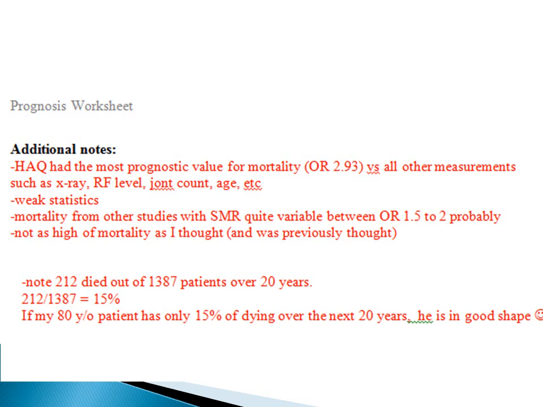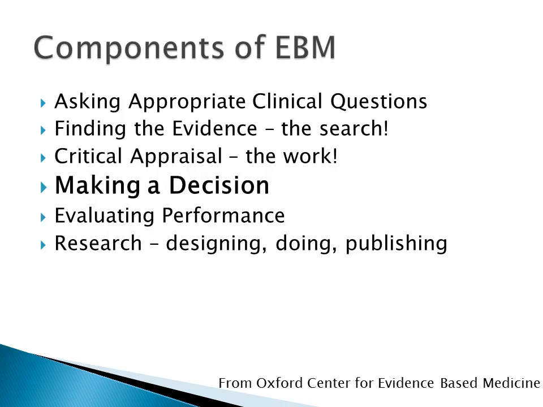Note that over a 20-year period, only 212 people in this group, which was actually not 2,000, it was 1,300, over 20 years died. So if you use that straight information, only 15% of these patients died. If my 80-year-old patient only had a 15% chance of dying over 20 years, that's pretty good shape. But that's a real stretch of that data. But just to make the point that the mortality is maybe not as high as previously thought.